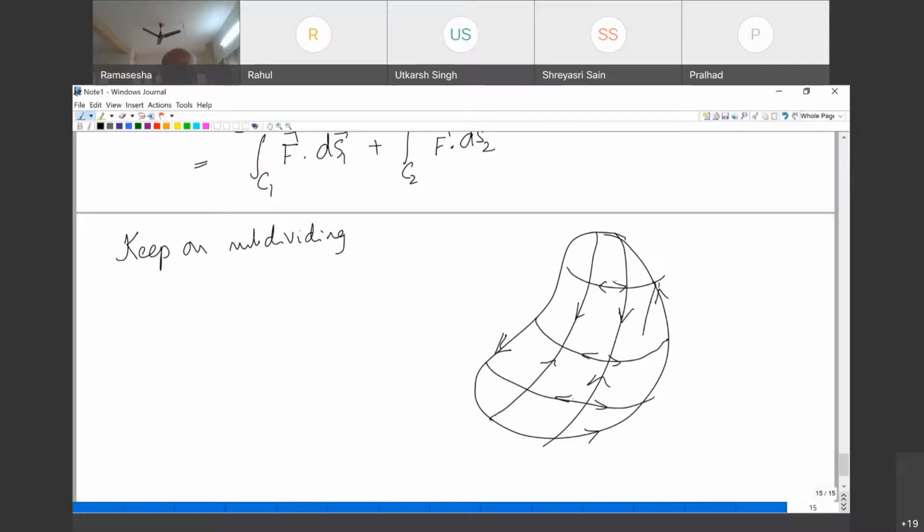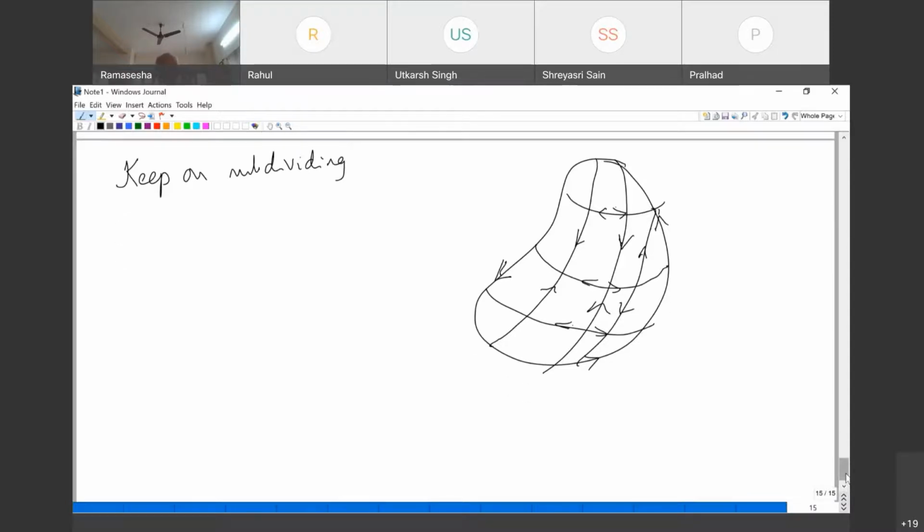I put two directions for the arrows for these curves simply to show that for the inner volume it will go in one direction and for the outer volume it will go in the other. For the outer area it will go in the other direction, not volume, area. So keep on subdividing so that gamma is equal to sum over i of gamma i, which is equal to sum over i of the integral for all the closed curves Ci of f dot dsi.